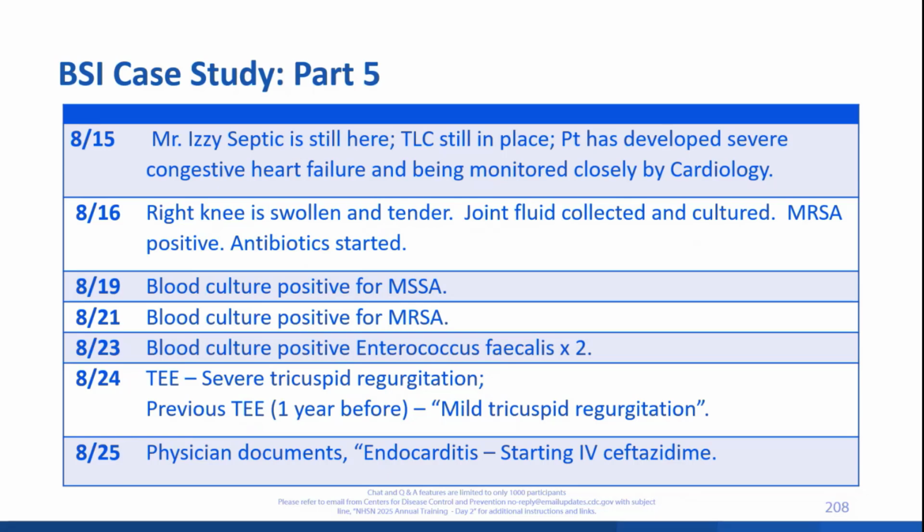On 8/19 and 8/21, there are positive blood cultures for MRSA. On 8/23, there are blood cultures positive for Enterococcus faecalis times 2. On 8/24, a TEE is performed, and it shows severe tricuspid regurgitation. It's also noted that a year before, a previous TEE showed mild tricuspid regurgitation. On 8/25, the physician documents that the patient has endocarditis and they're starting him on ceftazidime.